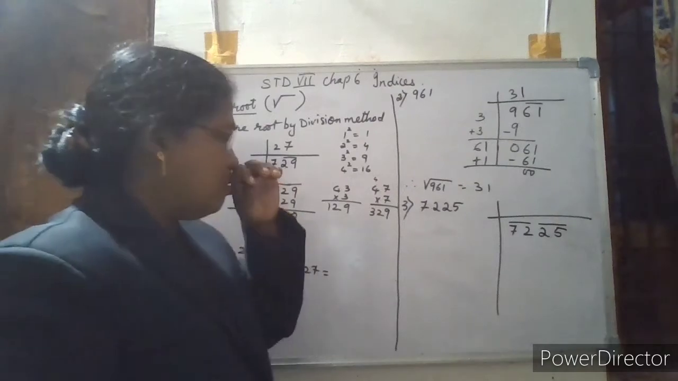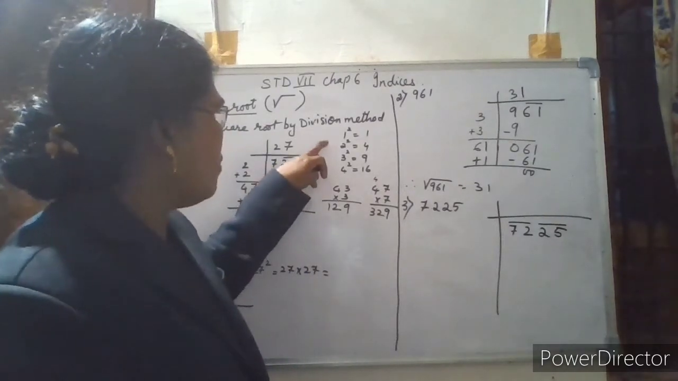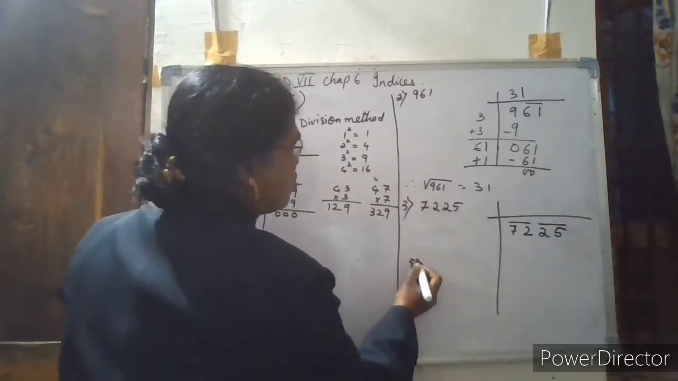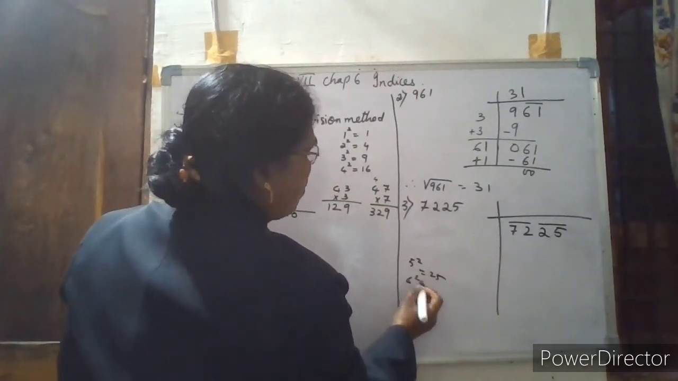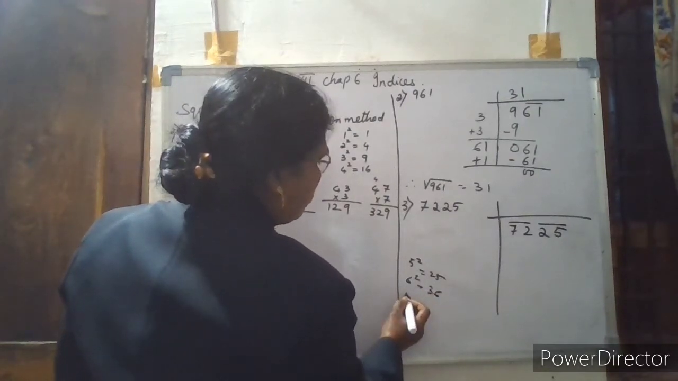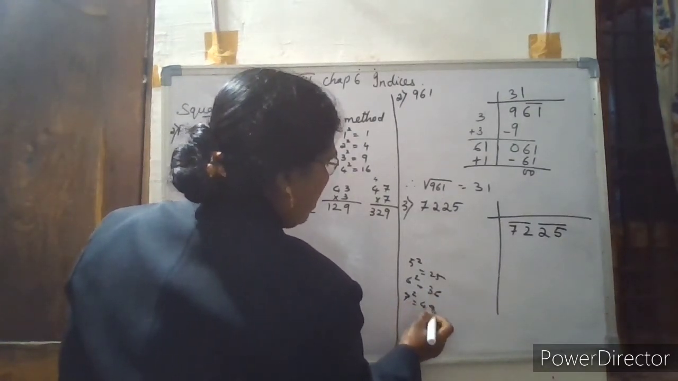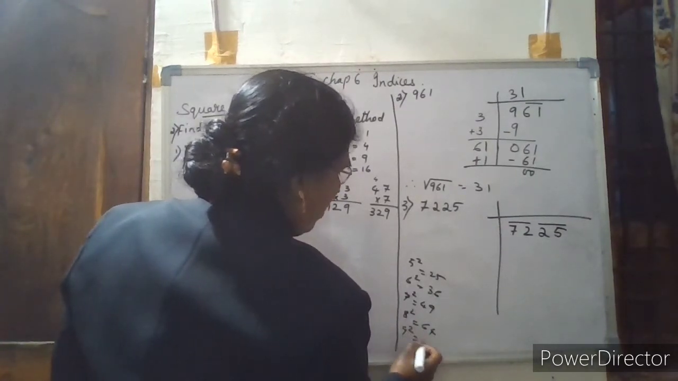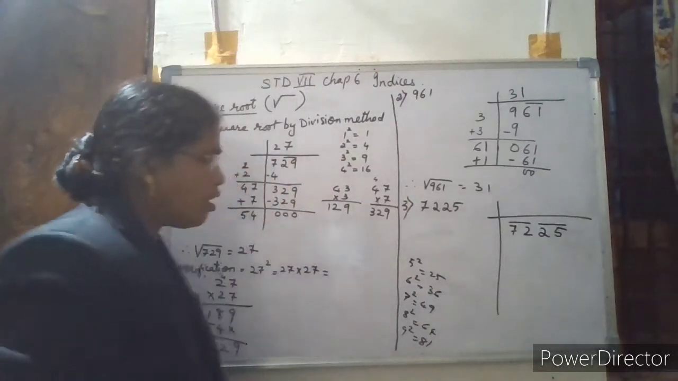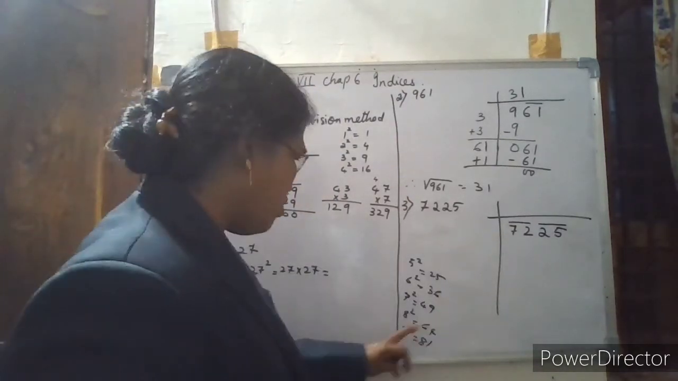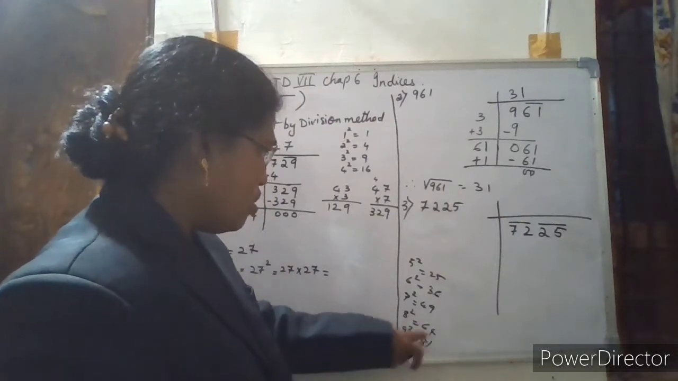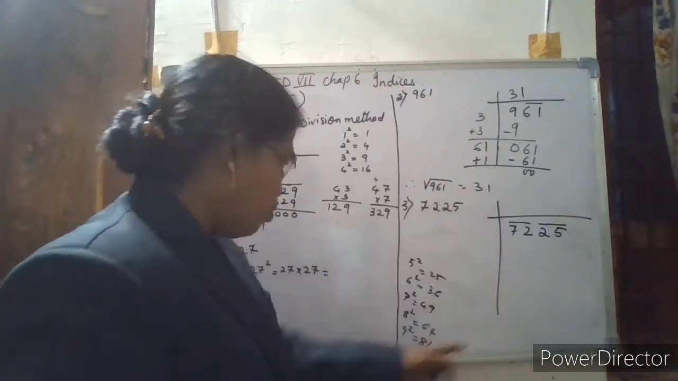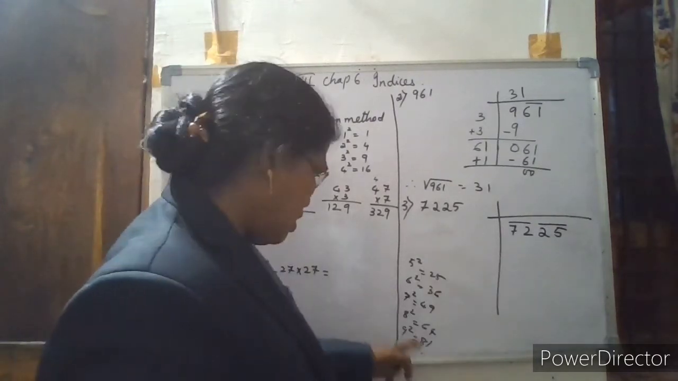Say 4 square is 16, then 5 square is 25, 6 square is 36, 7 square 49, 8 square 64, 9 square 81. Now, which do you think 72 is nearest to? This 64 is nearest to 72, but 81 is bigger than this, so we have to take this one, 8 square.